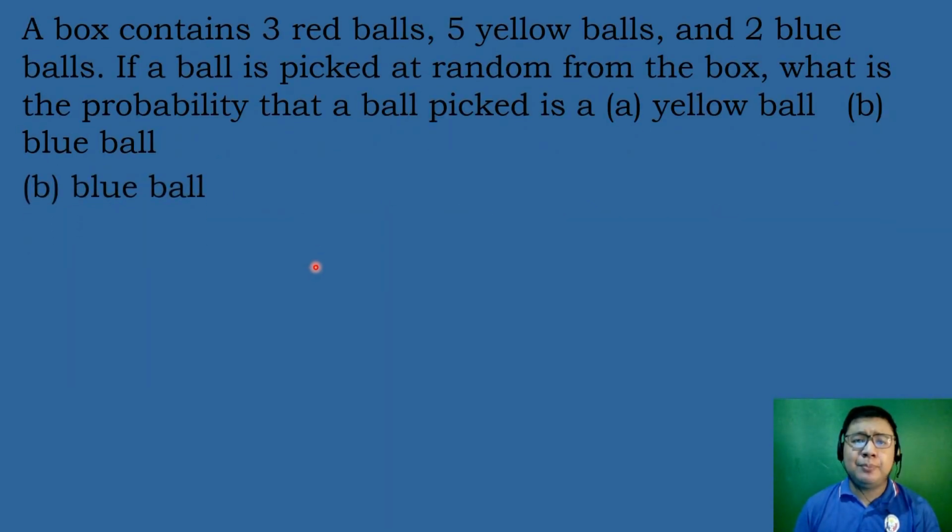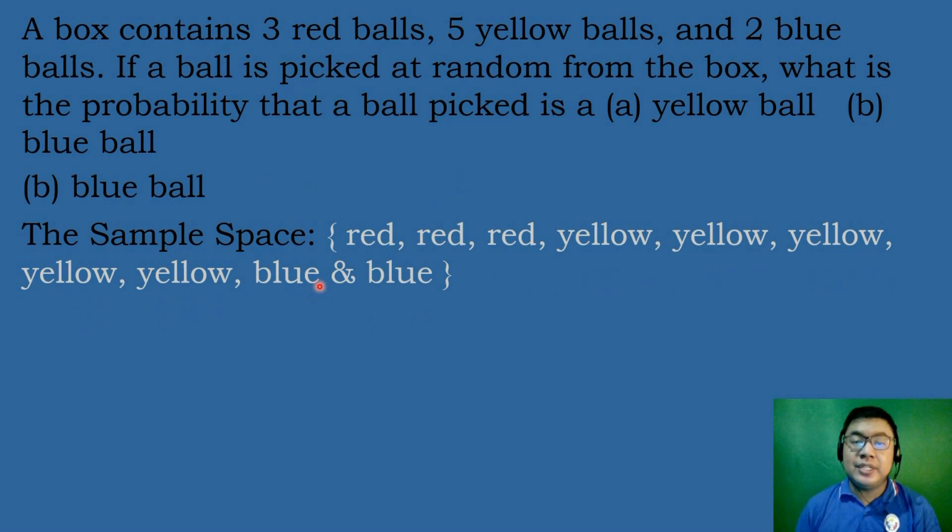Next, using the same problem, this time we are looking for the probability of picking a blue ball. Using the same step, we will identify the sample space. So we have red, red, red, 5 yellows, and then 2 blue balls, which is equal to 10. So we have 10 balls inside the box.